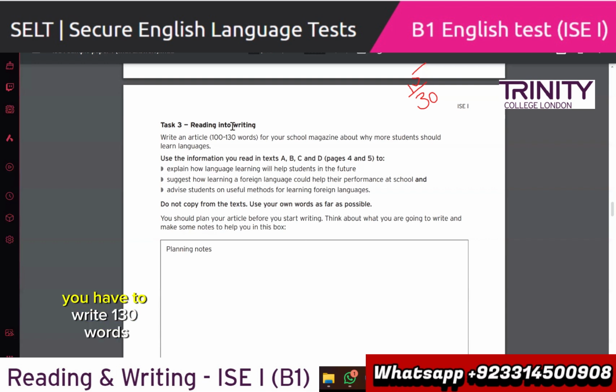Okay, so basically you have to write 130 words and you have to use information from text A, B, C, and D. You can't use your own information. I think this is a task that you've already performed. And you have to neglect this part, that do not copy from the text, right? Because there are marks for copying from the information. You have to use information from the text.